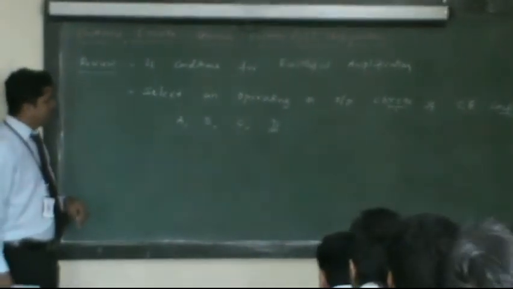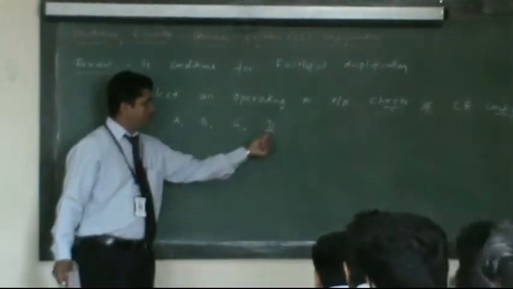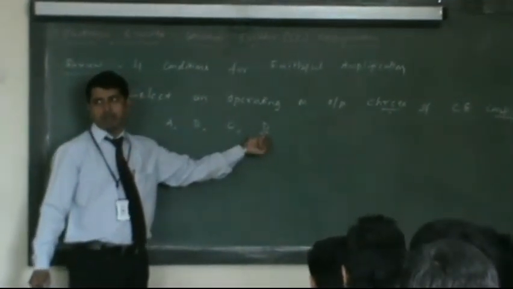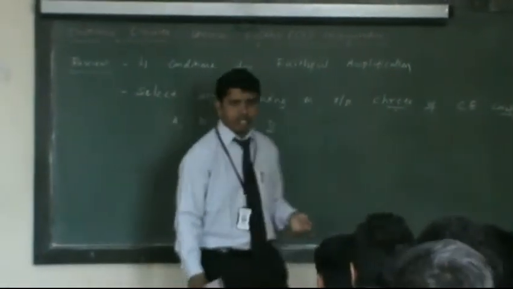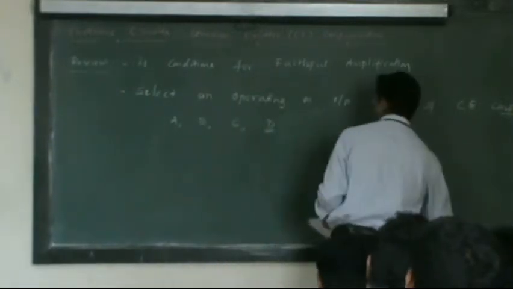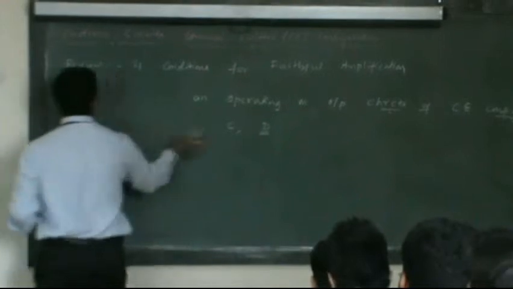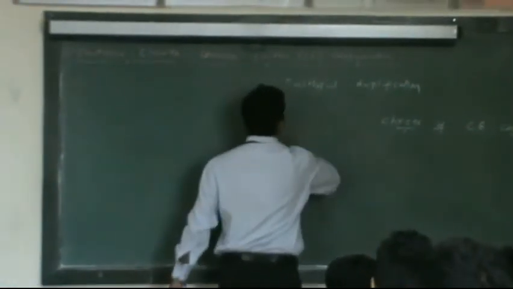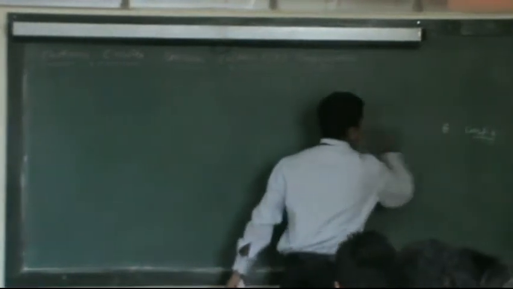Apart from choosing the operating point, the circuit should also provide stability against variations in temperature. Whenever the temperature varies, the biasing circuit should provide stabilization. So in today's class we will see how to connect a BJT in common emitter configuration and use it as an amplifier. So the topic is common emitter configurations.